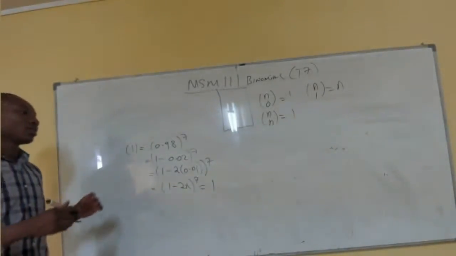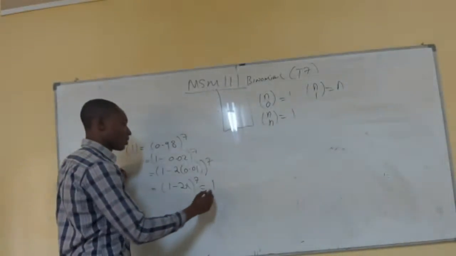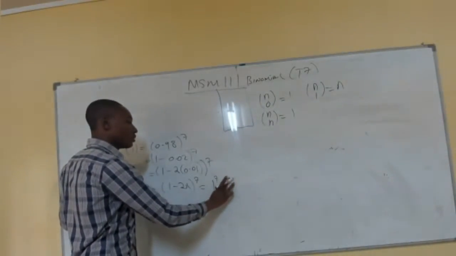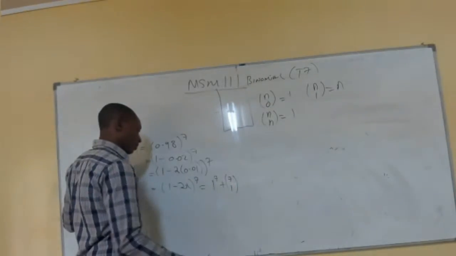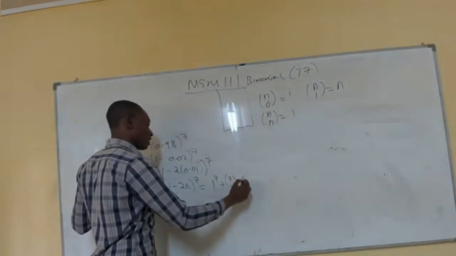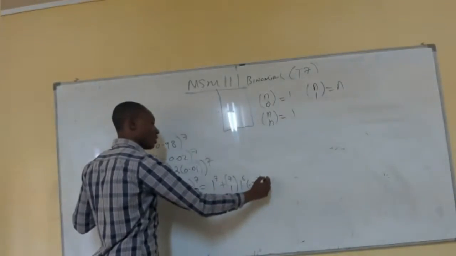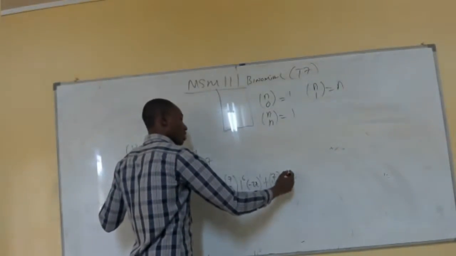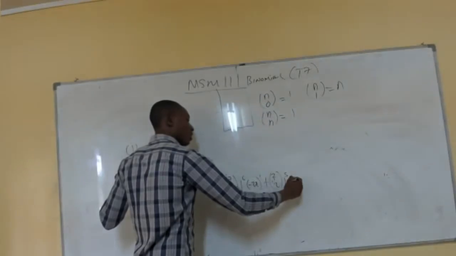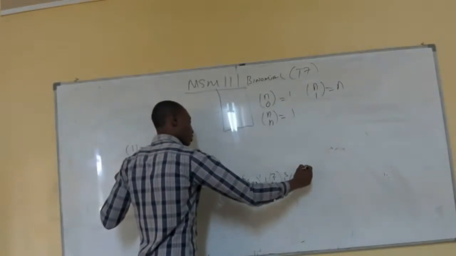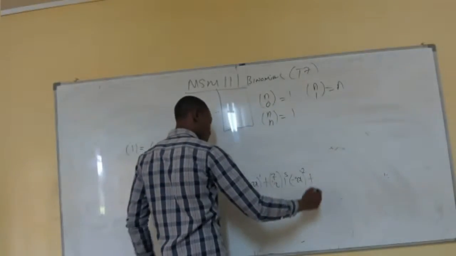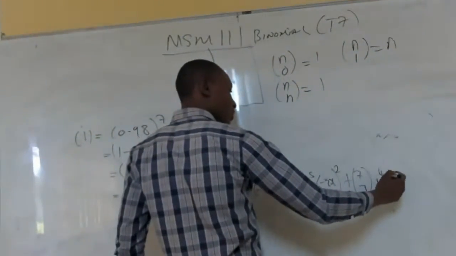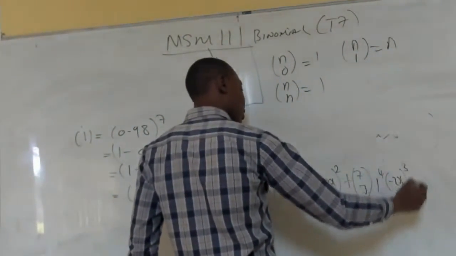is already beyond 5 significant figures. So we have 1 to the power 7, plus 7 choose 1, then we have 1 to the power 6, negative 2x to the power 1, plus 7 choose 2, 1 to the power 5, negative 2x to the power 2, plus 7 choose 3, 1 to the power 4, negative 2x to the power 3.